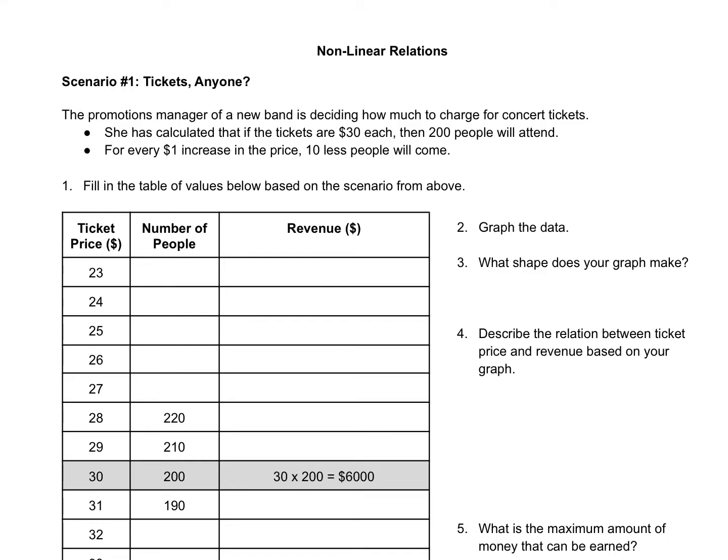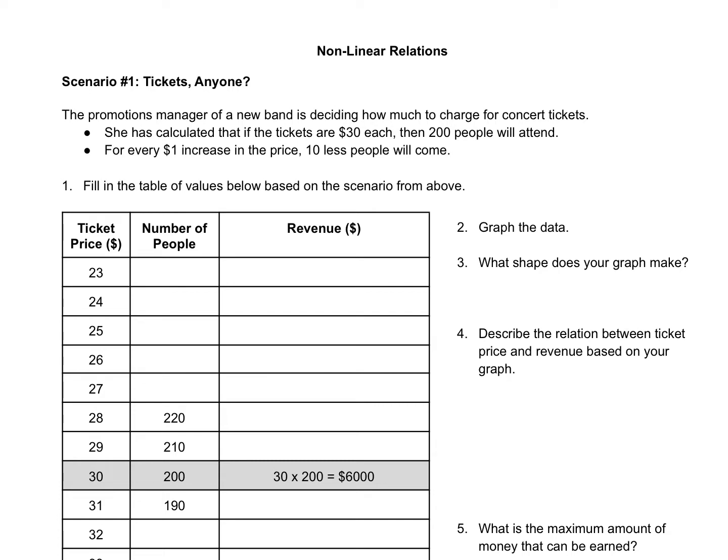In this video, we will be looking at a few non-linear relations. So we're going to move away from the lines and see what other shapes scenarios can be represented by. The promotions manager to a new band is deciding how much to charge for concert tickets. She has calculated that if tickets are $30 each, then 200 people will attend.